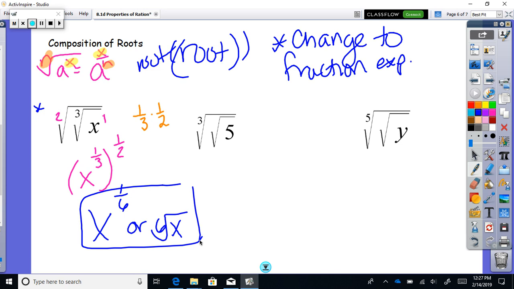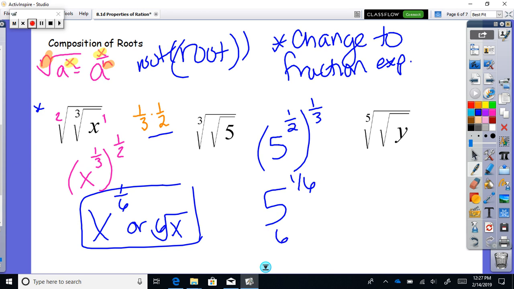Start from the inside. It's the cubed root of the square root of 5. So on the inside, you have the square root of 5. Remember that the index is 2 for a square root, and the exponent for the 5 is 1. So it'll be 5 to the 1/2 raised to the 1/3. The 1/3 is the cubed root. Multiply those exponents. We just did that over here, so we get 5 to the 1/6, or the 6th root of 5.